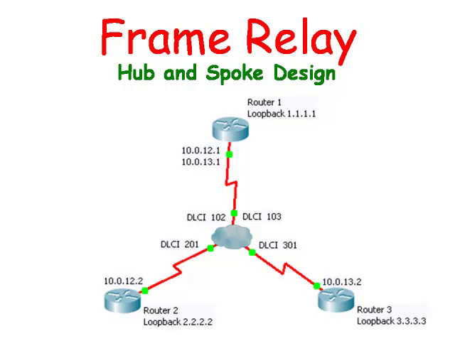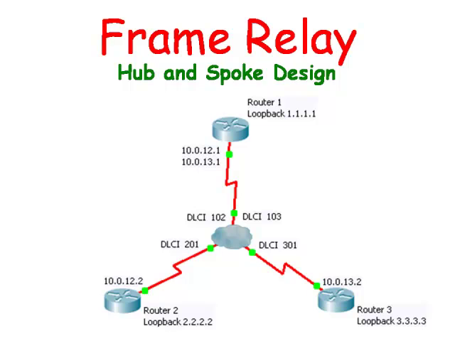There's a connection between router 1 and router 2 going through the frame relay cloud, and a connection going from router 1 to router 3 going through the frame relay cloud. Router 1 and router 2 have a point-to-point IP address of 10.0.12, and router 1 and router 3 have a point-to-point IP address connection of 10.0.13.